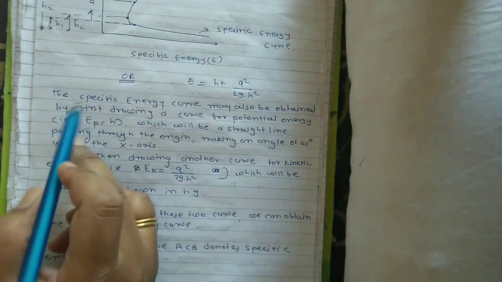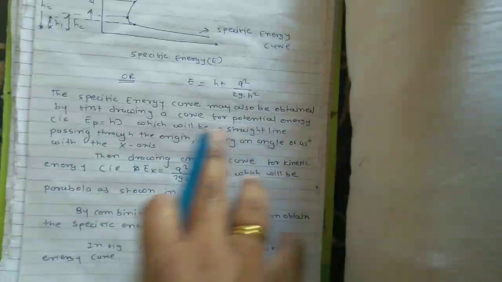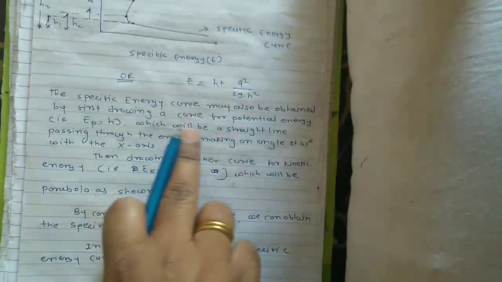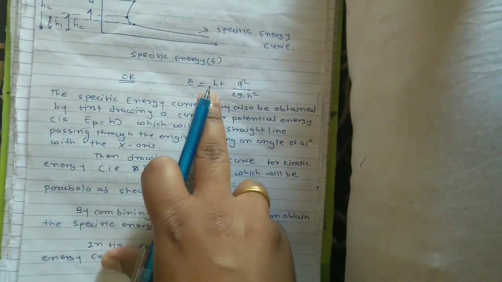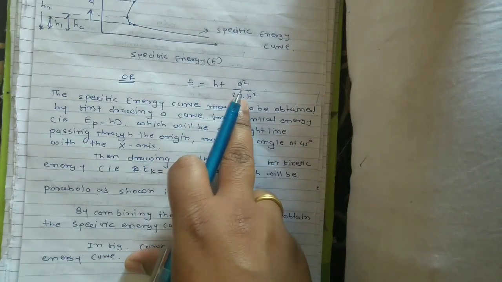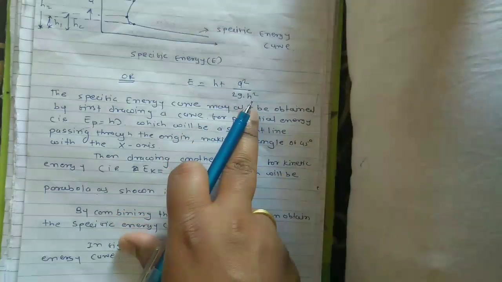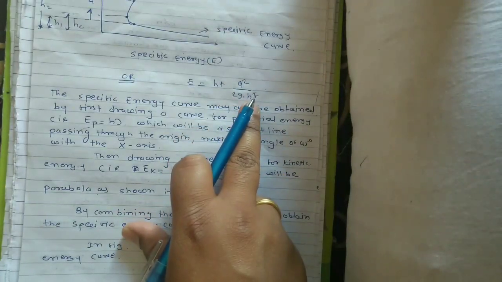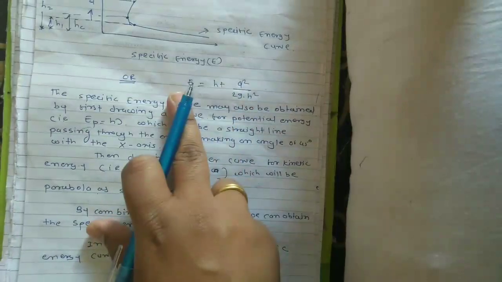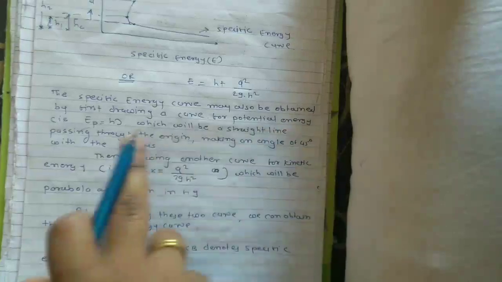Now specific energy can also be obtained by first drawing the potential energy curve. First draw this potential energy curve, then draw the curve having this equation, q square by 2g into h square, the curve of kinetic energy, and then combine these two curves, and we'll get specific energy, right? So first of all, draw the potential energy curve.